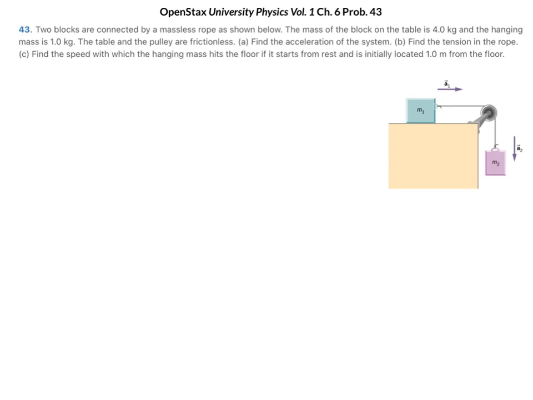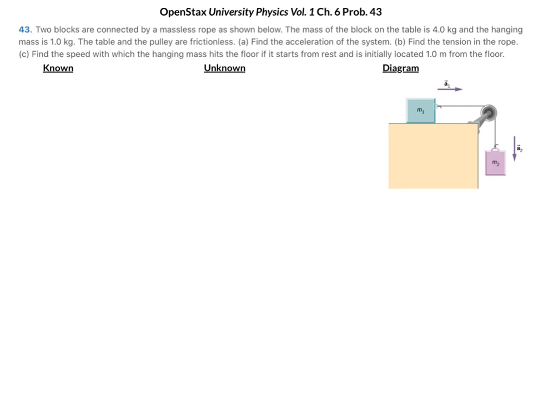A. Find the acceleration of the system. B. Find the tension in the rope. C. Find the speed with which the hanging mass hits the floor if it starts from rest and is initially located 1 meter from the floor. So let us get organized here.